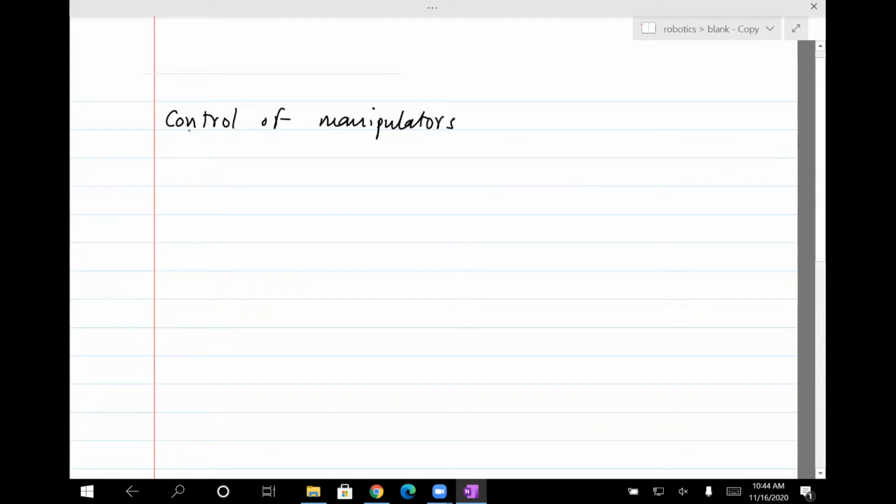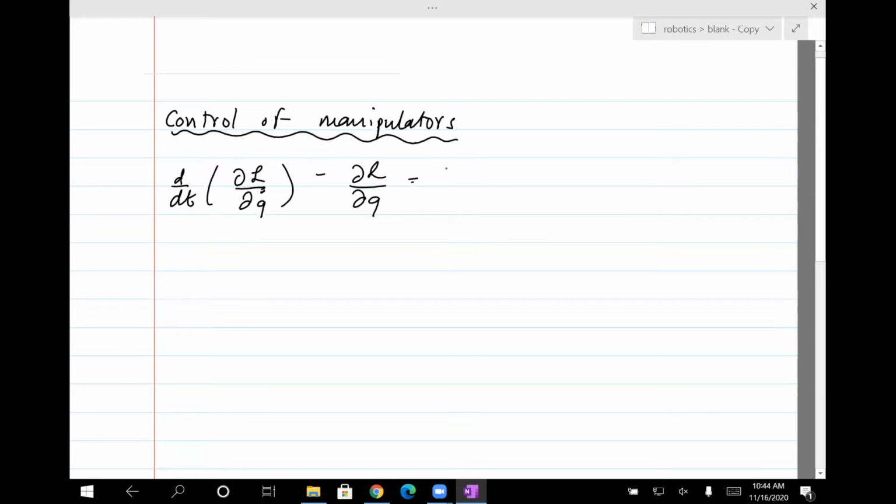Okay, and we'll only focus on manipulators, though you can look at control of a mobile car when there is a model for the motors, or if you have an IC engine and so on. So what we've done is we've looked at the Euler-Lagrange equation to derive the equations of the manipulator. They look something like this.